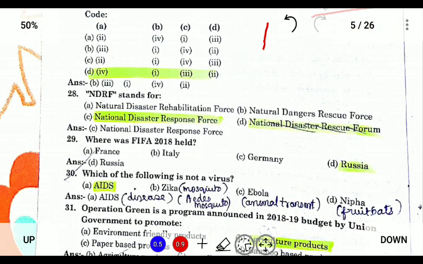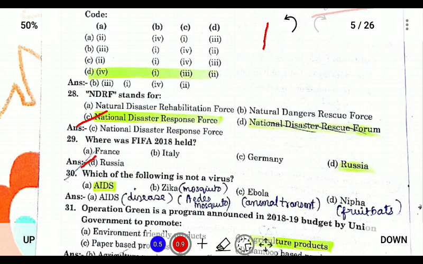NDRF stands for National Disaster Response Force, and it was created by the National Disaster Management Act 2005. Where was FIFA 2018 held? Russia. The next will be in Qatar in 2022.